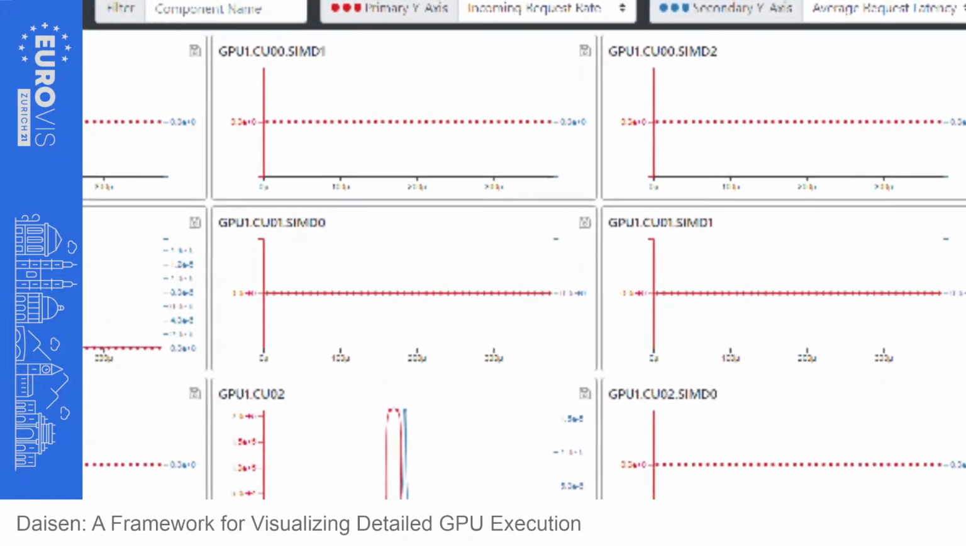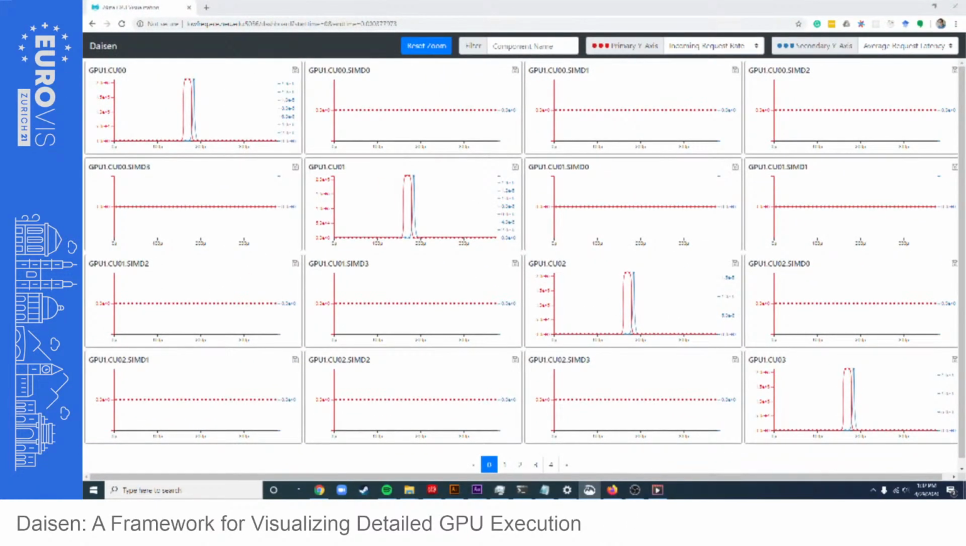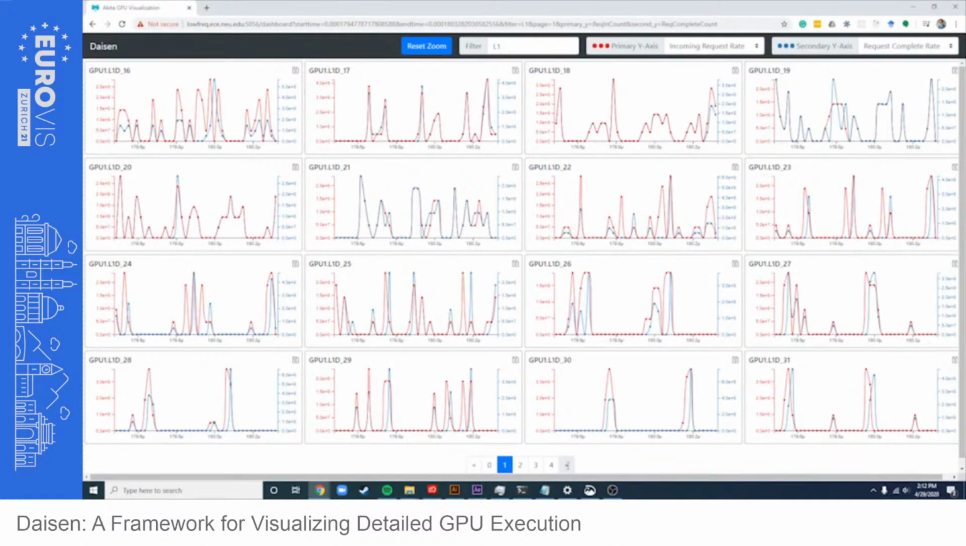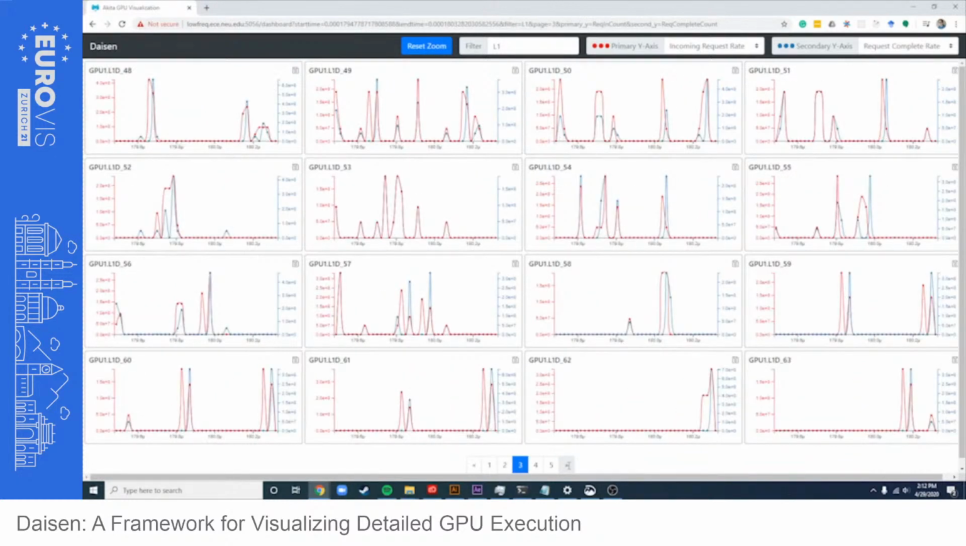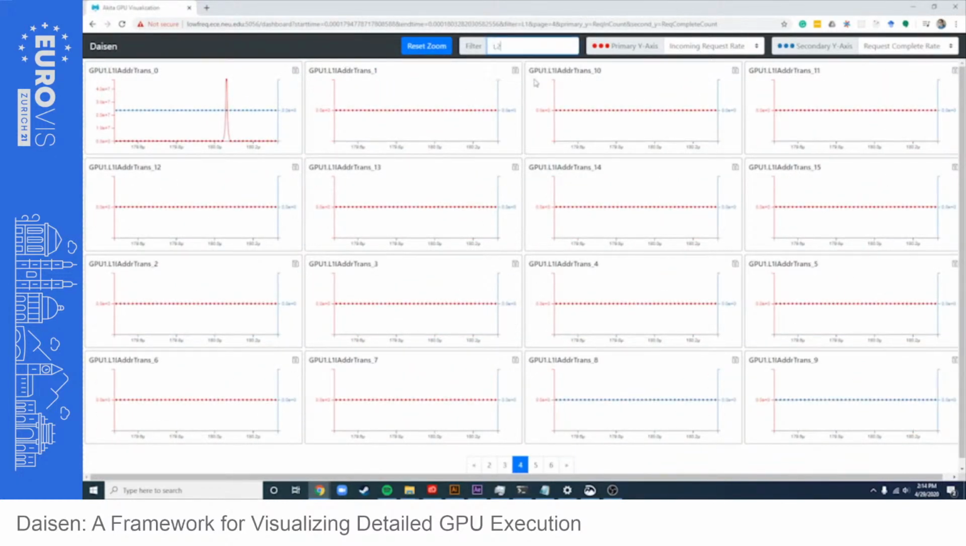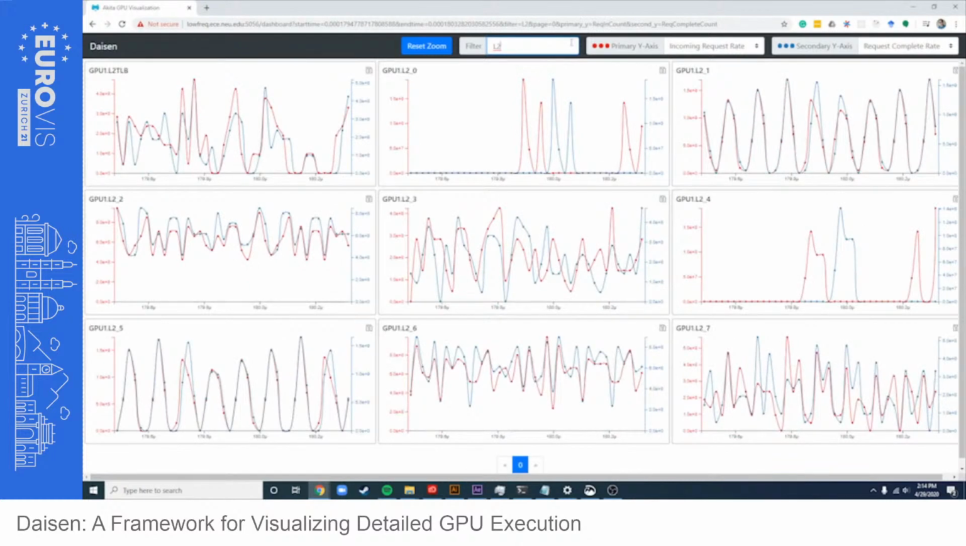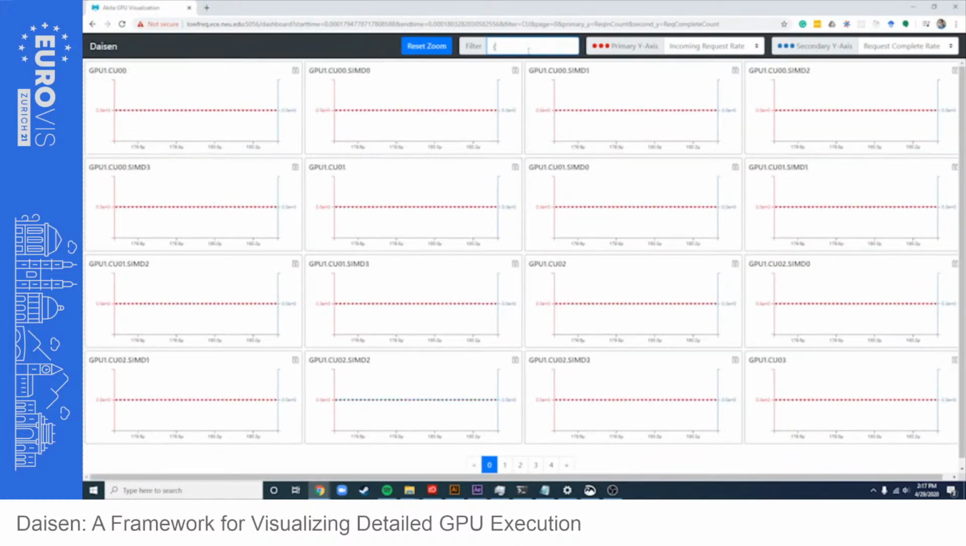Since there's a large number of components in a GPU, we allow users to switch between pages to browse all the components. Users can also use the filter box to directly jump to the components with certain names. In addition, users may want to make customized combinations of components. They can achieve this by using a special syntax to make any combination.